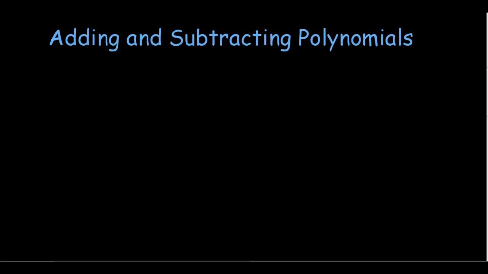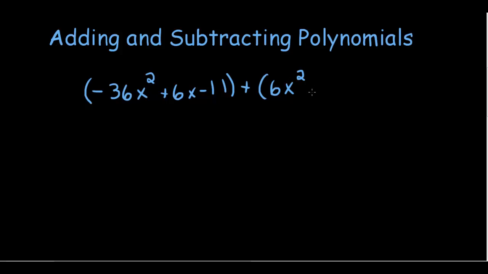In this video, we're going to learn how to add and subtract polynomials. Basically, it goes down to combining like terms. So we're going to start with negative 36x to the power of 2 plus 6x minus 11, all of this inside of a parenthesis, plus 6x squared plus 16x to the power of 3 minus 5, and then I'm going to close the parenthesis.